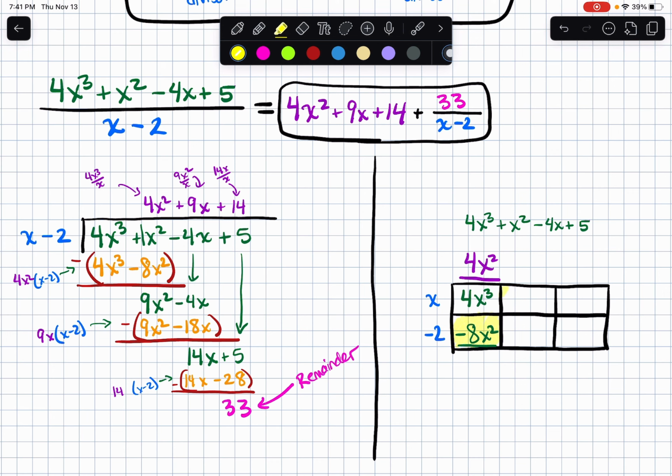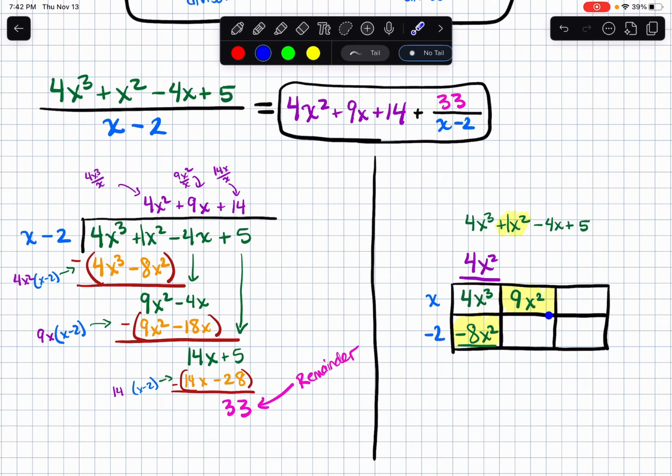But in my grid layout, the only places where I can have quadratic terms are going to be in those two yellow positions. So I need my yellow positions to sum to 1x squared, because the inside of my grid should add up to the standard form of the dividend. The dividend should be the sum of all the terms inside the grid. So I need those two yellow boxes to add up to 1x squared. Right now, I have negative 8. I want negative 8 plus something to give me 1. That something must be positive 9. So here I'm going to put positive 9x squared. And now you'll notice 9 minus 8 gives me 1. So I have used this to figure out the missing quadratic piece.